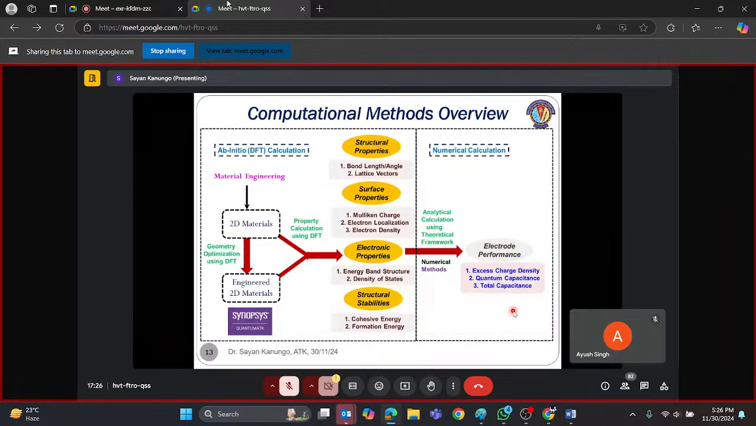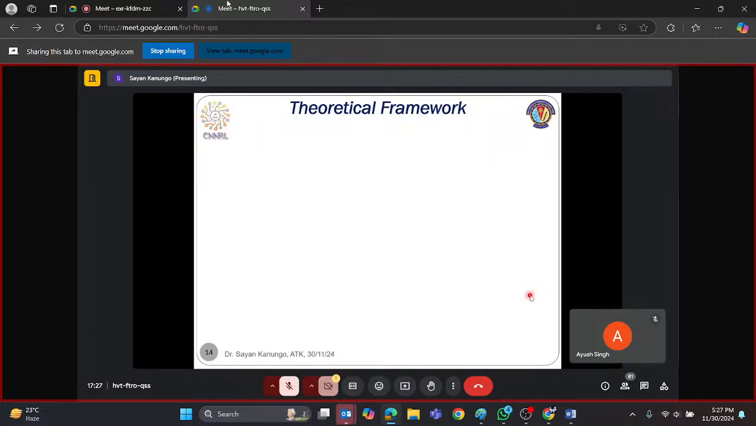So let us try to briefly understand this particular aspect of the calculation, because the density functional theory based calculation, as I believe, has already been covered in the initial part of this webinar. So I'm not going to go into the details of that aspect. Rather, for the 2D material based electrode design, it is essential to have an overall understanding of this standard analytical framework that is being used by the theoretical groups to assess the electrode performance of the 2D materials. So we will start our discussion from the quantum capacitance.